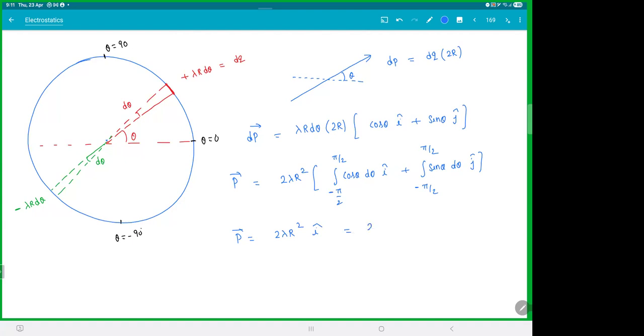Now what is lambda? Lambda is nothing but charge by length. So this is q by pi r, because it's only half of the ring. I think that will be 2 i cap, I guess, no? The integral of cos theta will be 2 actually. So this can be written as q into 4r by pi. Right, Samyak?